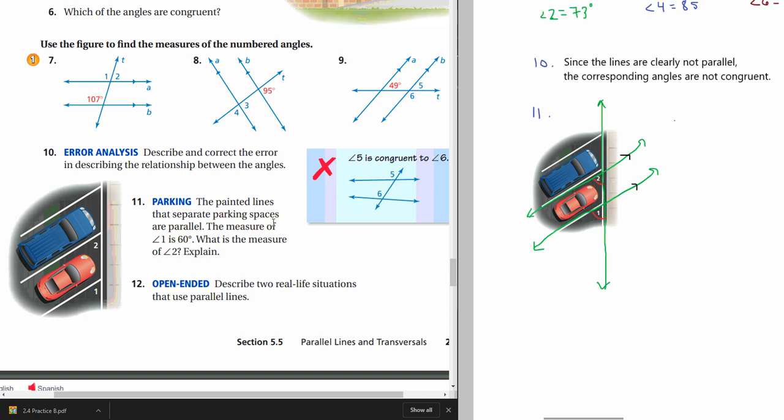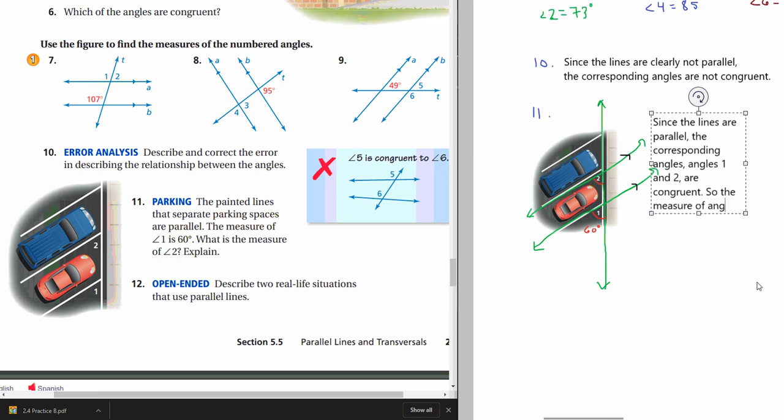It says the measure of angle 1 is 60 degrees. So since angle 1 is 60, and these are corresponding angles, number 2 must also be congruent. And it does say explain, so let me type this one out. So I'm going to say, since the lines are parallel, the corresponding angles are congruent. I'll put angles 1 and 2. Okay, so since the lines are parallel, the corresponding angles, angles 1 and 2, are congruent. So the measure of angle 2 is also 60 degrees.